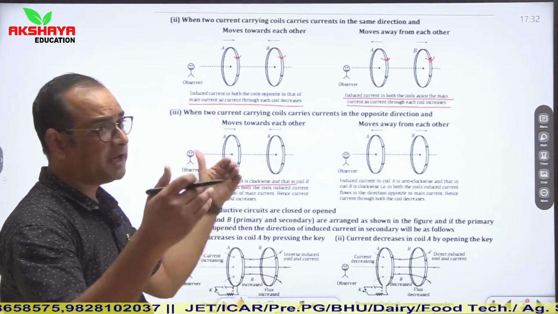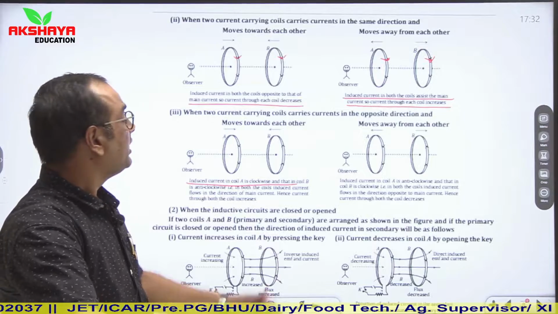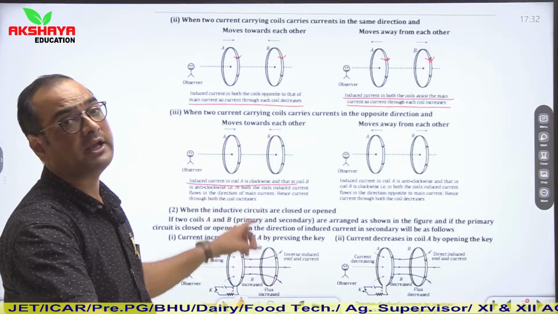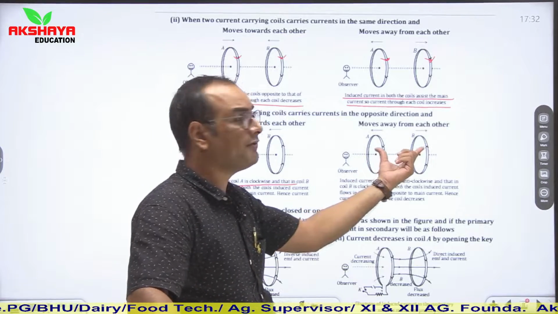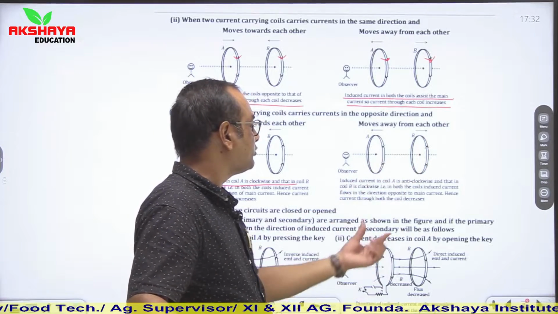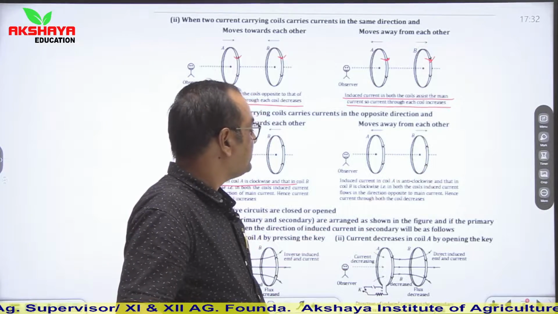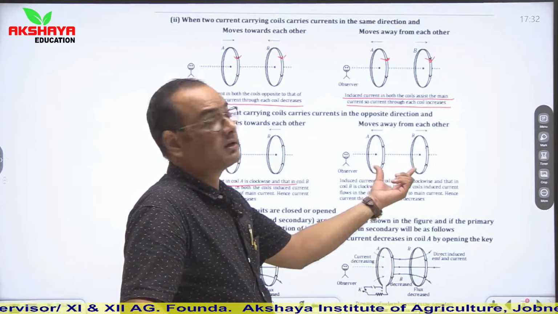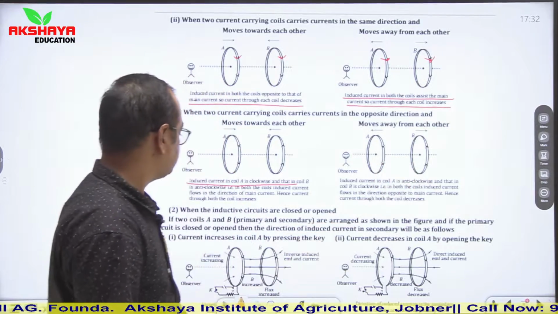So keep in mind, if they are moving towards each other and the direction of current is opposite in both of them, then the induced current will be in a similar direction. And if they are moving away from each other, in this case the current in coil A is anti-clockwise and the current in B is clockwise. In this case, the induced current flows opposite to the main current.